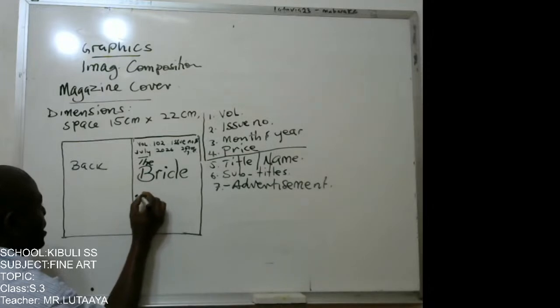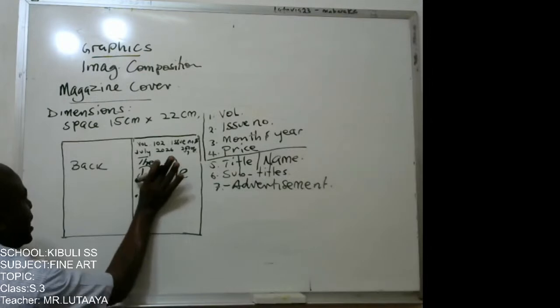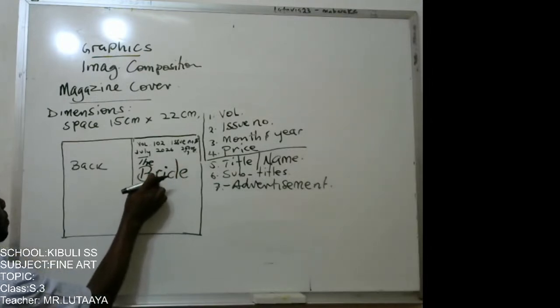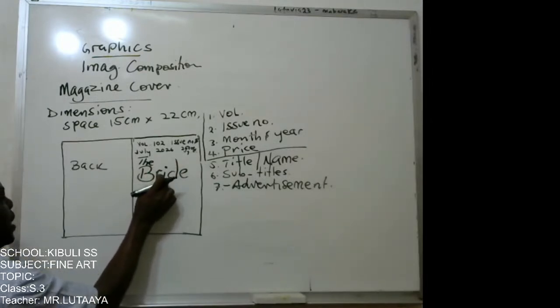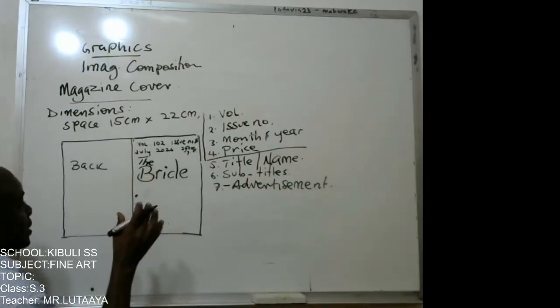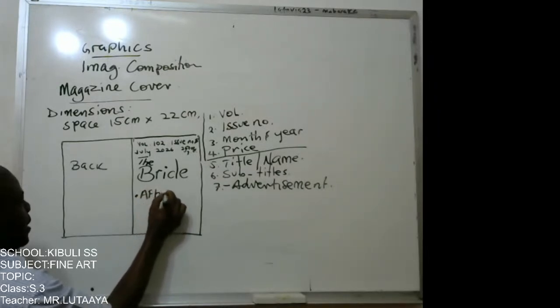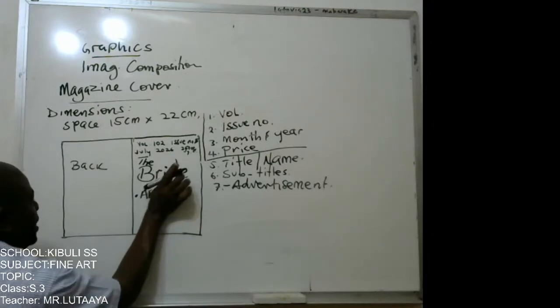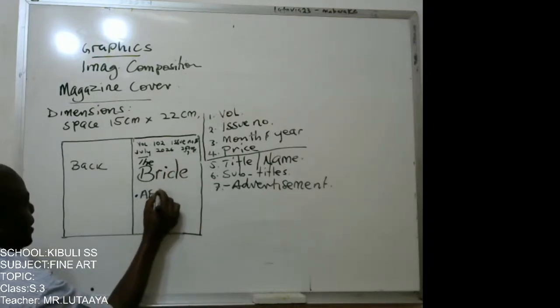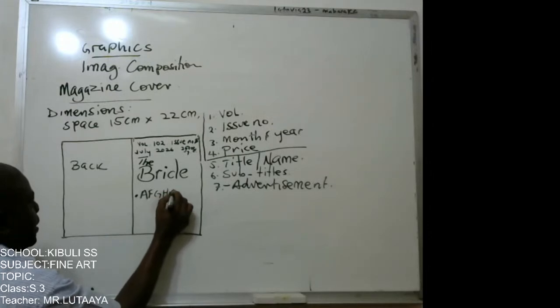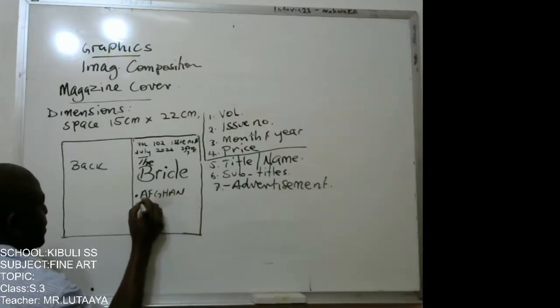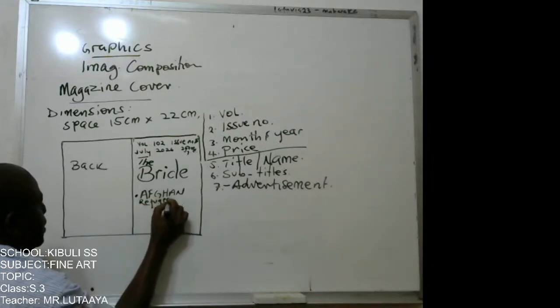Afghani refugees arrive. Yeah? And then one of the subtitles, you say Afghani. We mean the size should not be more than the bride, because the bride, it is the name of the magazine. Then Afghani refugees arrive.